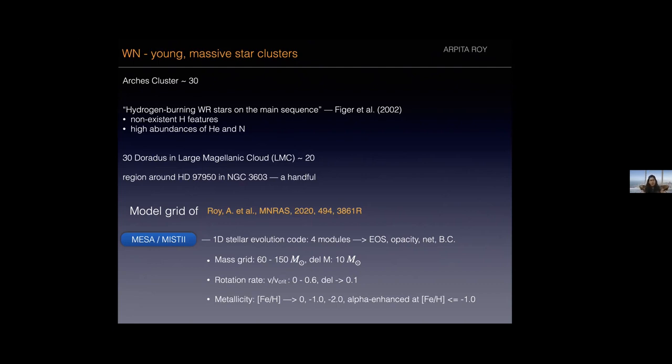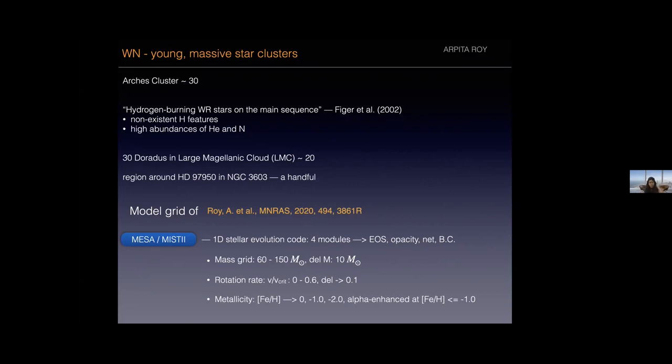But later on, these stars were renamed as WNL stars, and these kinds of stars are also observed in plenty in the LMC, in the 30 Doradus region, in the SMC as well, and also HD 97950 in NGC 3603.